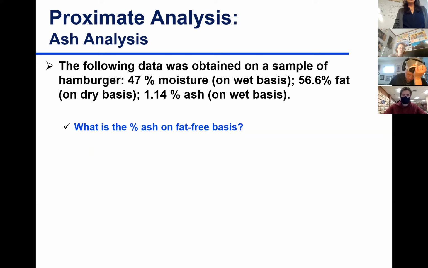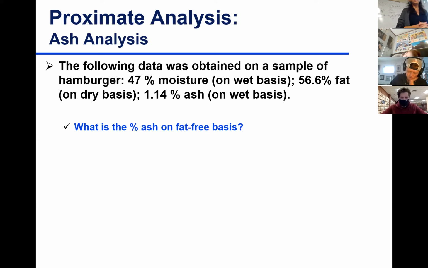All right, so what is the ash on fat-free basis? So here we have a meat sample. So sometimes you dry and you defat so that you take care of splattering, smoking, anything. You have a fat-free, moisture-free sample, and now you have to calculate your ash content on fat-free sample or fat-free basis. Okay, how do I do that?